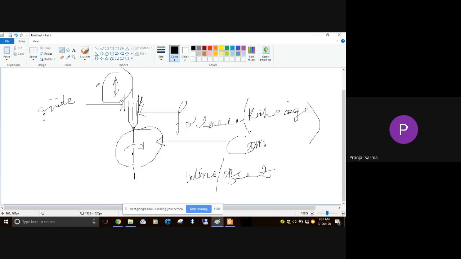These are some of the basics that will be related, because if the question says it is inline type or offset type, based on that we should be able to categorize them.